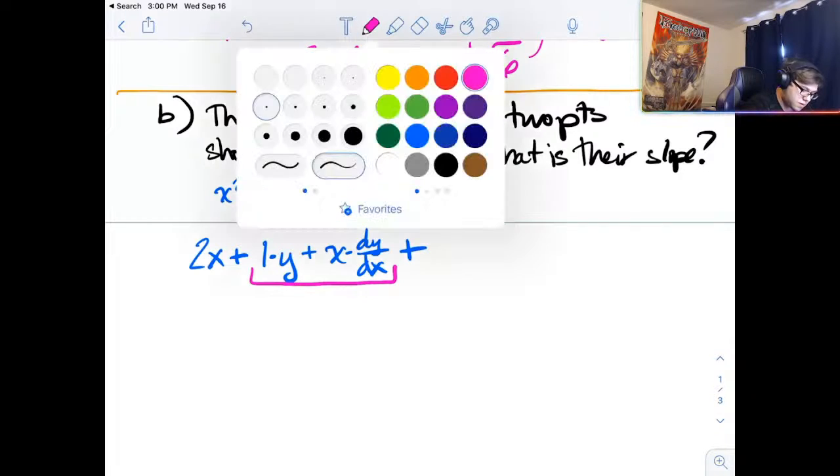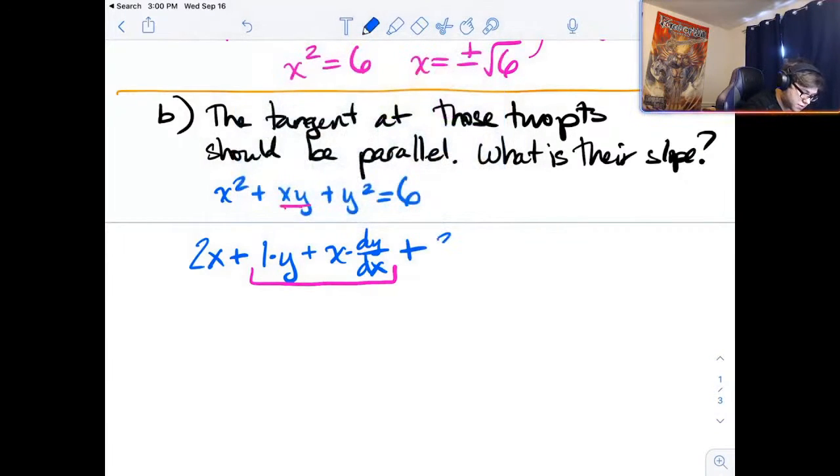And then I need the derivative of this, which under the power rule would be 2y, but we have to stick a dy dx next to it. And finally, the derivative of 6 is 0.